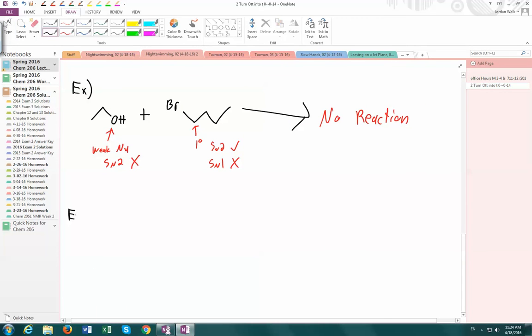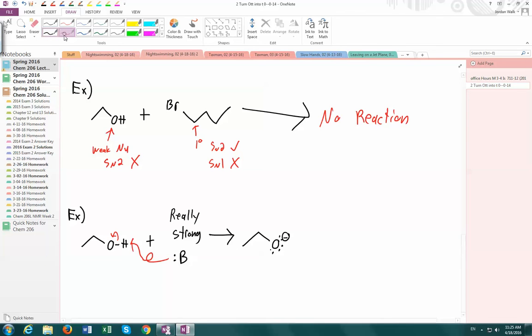How can we make that oxygen into a good nucleophile? Yeah, if we deprotonate the oxygen, that's going to put a negative charge on the oxygen, and now we've got an awesome nucleophile. So if we have OH, what are we going to want to react with it? What type of reagent? We want a really strong base. If we have a really strong base, we can do an acid-base reaction and deprotonate it as such. By deprotonating, we end up with methoxide.